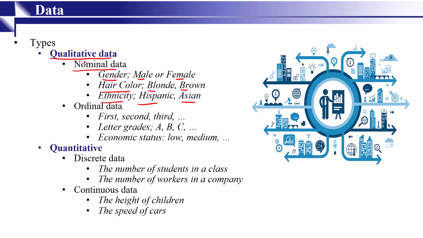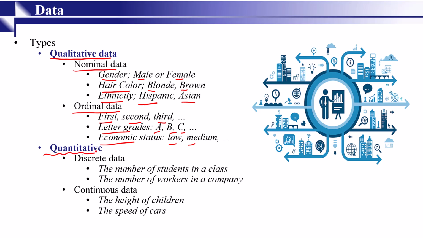Then in the qualitative data, we have ordinal data. These are categories with meaningful order or ranking, but differences between them are not uniform. For example, rank, first, second, third, something like that. Letter grades, A, B, C, economic status, low, medium, high, something like that.